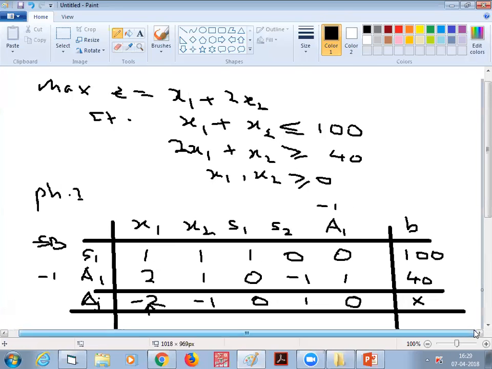What is the least value of theta? Here theta is 100 divided by 1. Here 40 divided by 2. Which one is less? Clearly 40 divided by 2. And so what is happening? The artificial variable is leaving. This is our purpose. The whole purpose of this step was to remove the artificial variable, and that's what's happening. Removing the artificial variable from the basis.